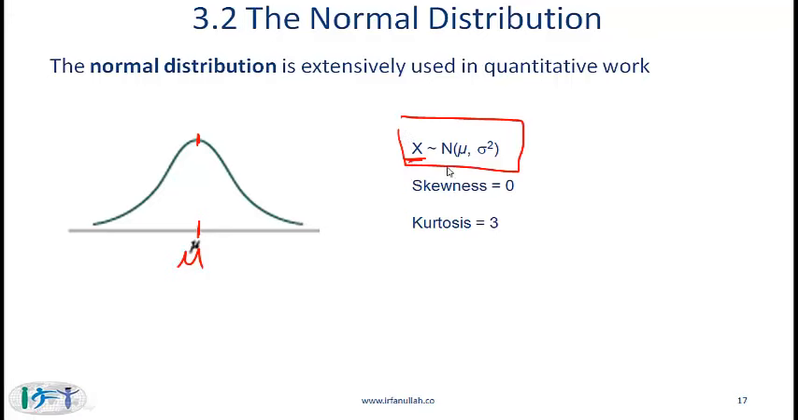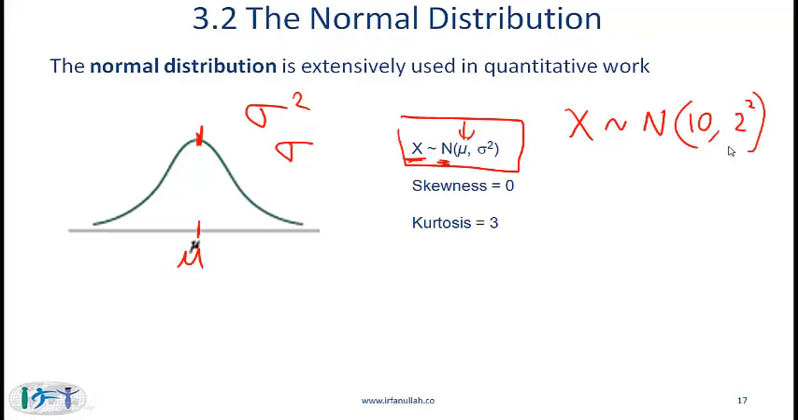So x is the random variable, N stands for the fact that this is a normal distribution. Any normal distribution can be defined based on the mean value or mu and the variance of that normal distribution. Knowing the variance is essentially the same as knowing the standard deviation. So if I say that x is a normal distribution with mean 10 and standard deviation of 2, i.e. variance of 2 squared, then we are completely defining a particular distribution.